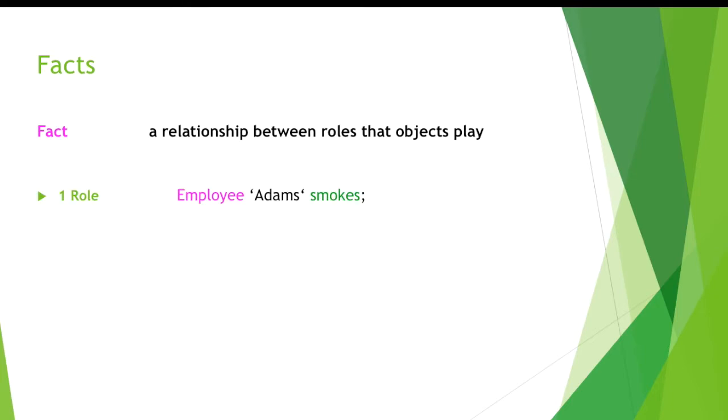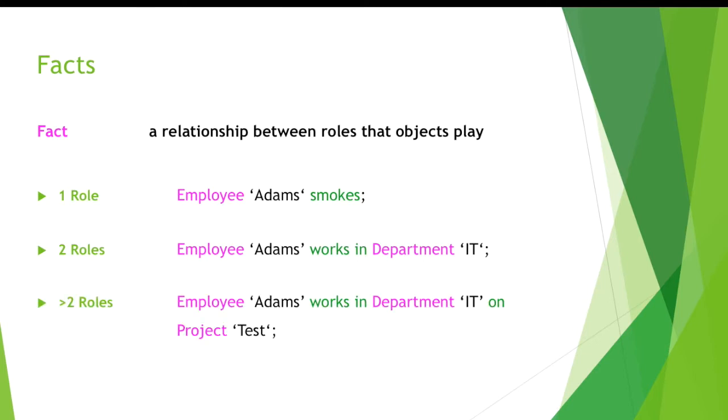Next, we want to look at the concept of facts, which are relationships between roles that objects play. We distinguish between the number of roles that objects play that are included in the fact. One role included, employee Adams smokes. Two roles included, employee Adams works in department IT. And more than two roles included, employee Adams works in department IT on project test. Each of these readings is a meaningful sentence relating the roles of a fact type in close to natural language. A reading is often constructed from a verb between the first two roles and a preposition between the following roles, such as in the third example here.